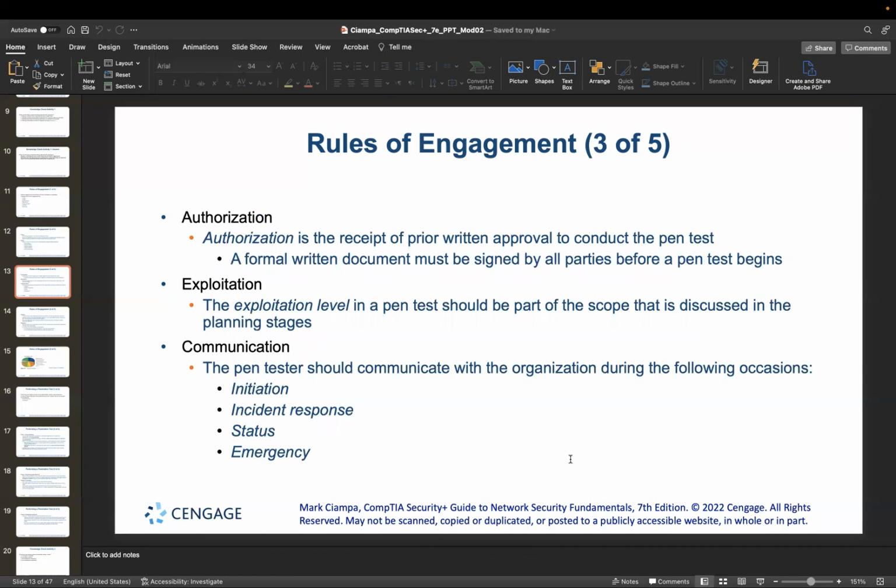So the authorization, as we discussed, is the receipt of prior written approval to conduct the pen test. You really need them to tell you in writing that you're authorized to pen test them. Otherwise, you're hacking them. You're not pen testing them. So it's like walking a fine line of legal constraints.